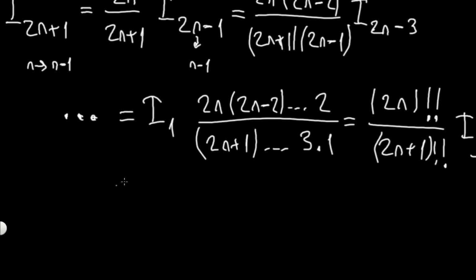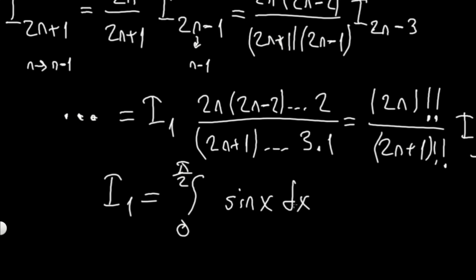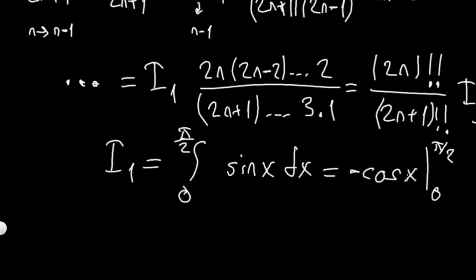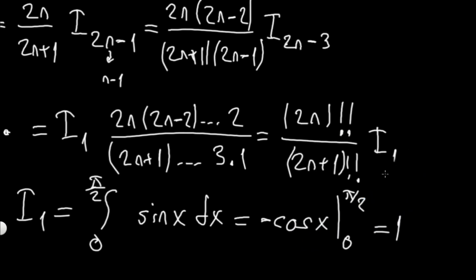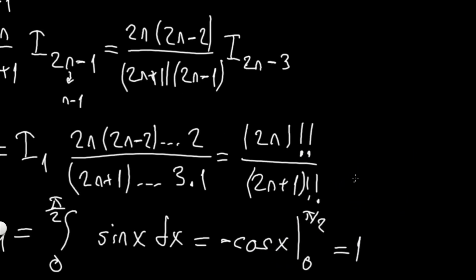So what did I say? I_n is just sine to the n. So I_1 will be the integral from 0 to pi over 2. Well, I'm just going to put n equal to 1: sine x dx, which is minus cosine x from pi over 2 to 0. So this is 0. When I put 0, it's 1 minus 1. This is just 1. So I_1 is 1. Well, so then I don't even need this thing.